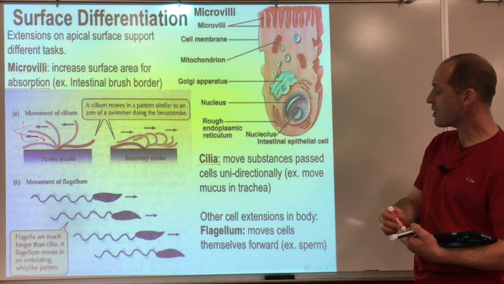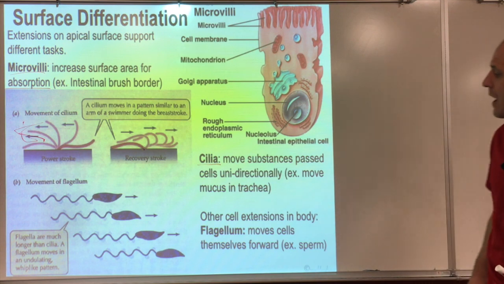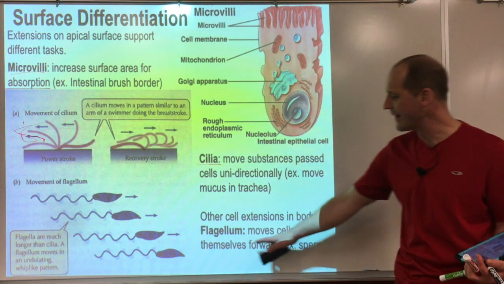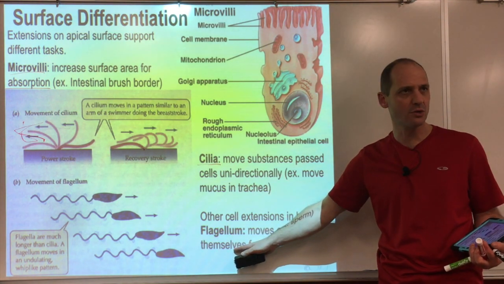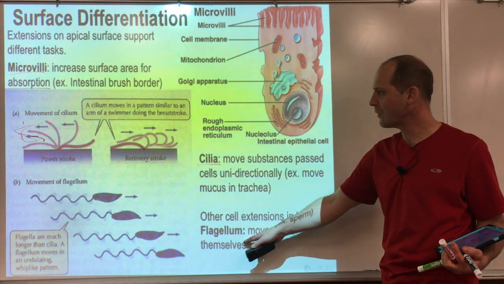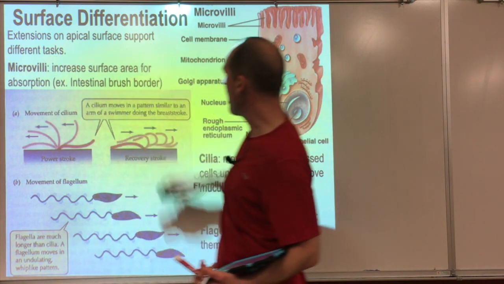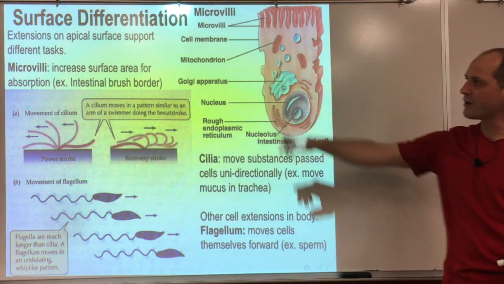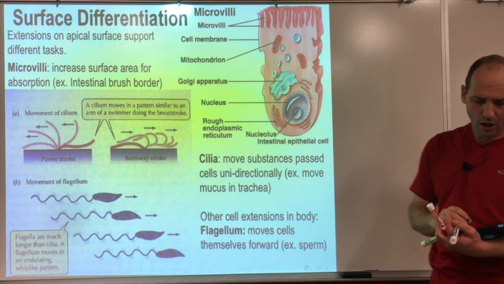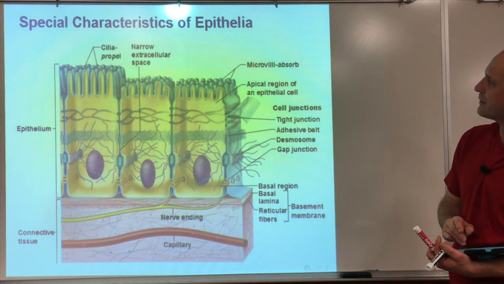And then the other one that we talk about, we'll bring it up here, but it's not part of the epithelial tissue. It's the flagellum, and that moves the cells around. The only place in the body that has it is the sperm cell. And so that's the third cellular extension that we talk about when we talk anatomy. So it's microvilli, cilia, and flagellum. Different functions, different things. And look at that, that's a nice picture, that's all there.